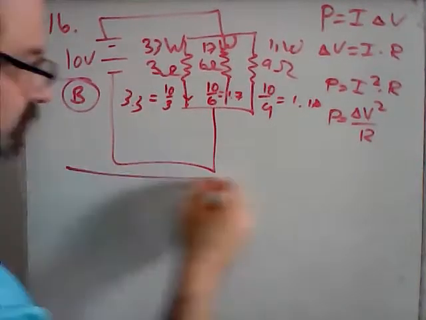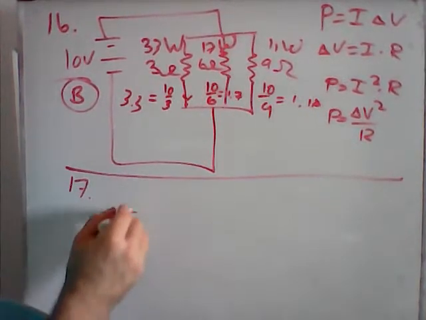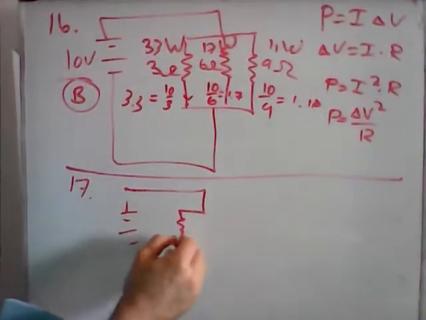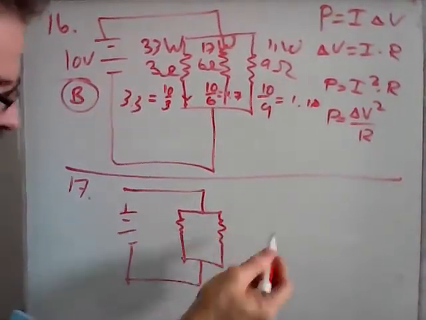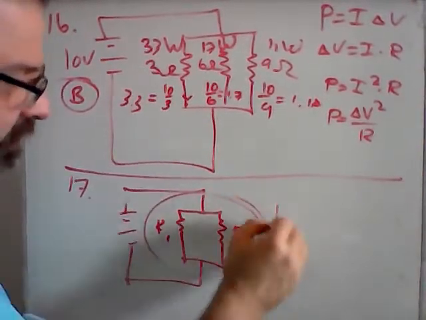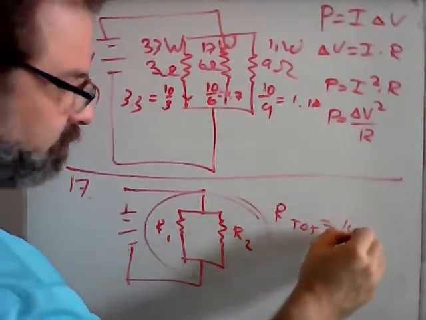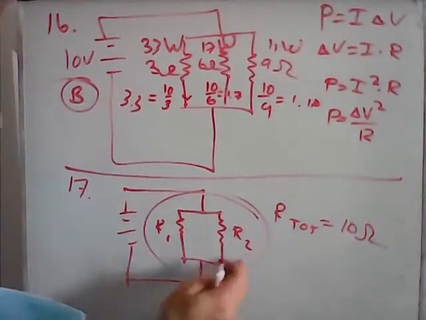Okay, here we go. 17, we have another parallel resistor. So we've got this here, and this one is something, and this one is something. And the whole thing together, our total equals 10 ohms. Well, that means, of course, that we could, for example, have 20 and 20.